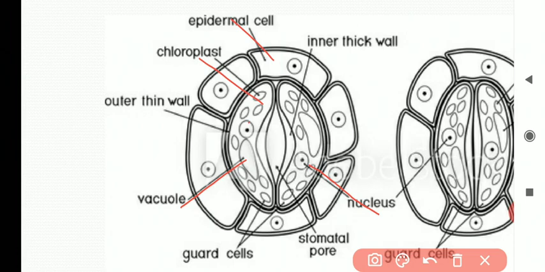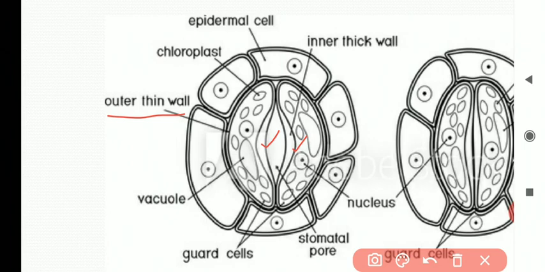The inner wall of the guard cell is thicker and non-elastic. Look at the inner wall. This one and this one is the inner wall of the guard cells, which is quite thick in size and non-elastic, while this is the outer wall of the guard cell, which is thin and elastic.